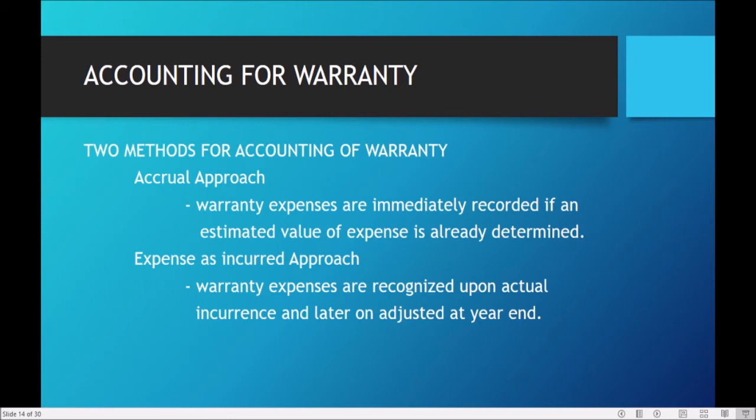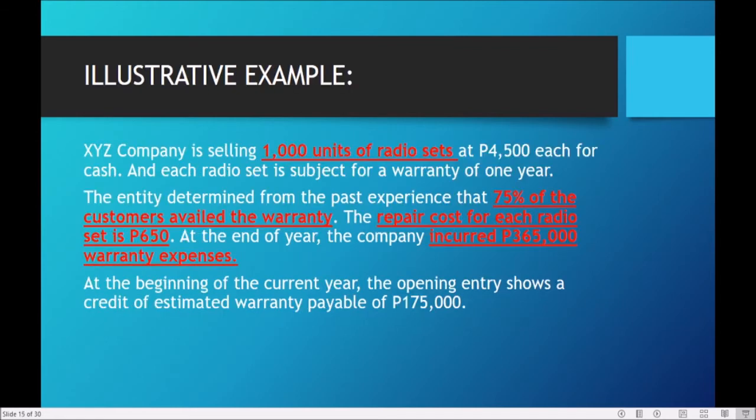To easily understand and compare the two approaches, okay, I prepared an illustrative example related to warranty. Okay? XYZ company is selling 1,000 units of radio sets at 4,500 each for cash. Okay? And each radio set is subject for warranty of 1 year. The entity determined from the past experience that 75% of the customers avail the warranty. The repair cost for each radio set is $650. At the end of the year, the company incurred 365 warranty expenses. And at the beginning of the current year, the opening entry shows a credit of estimated warranty payable of 175.